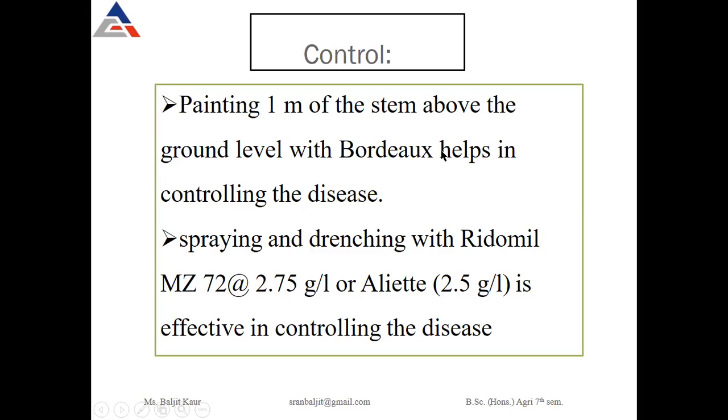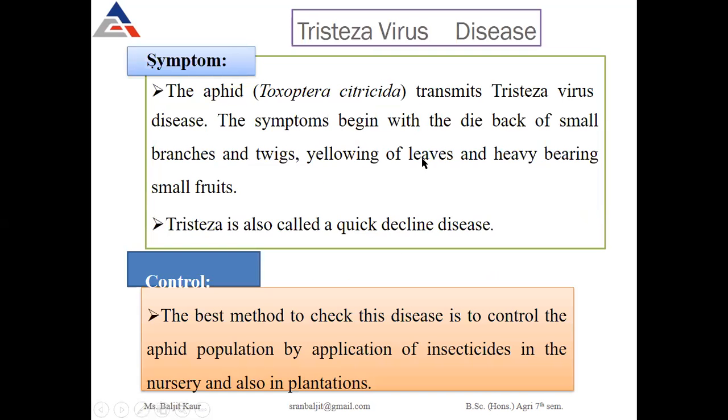How to control this foot rot gummosis? We can paint the stem above the ground level with Bordeaux mixture. It will help to control the disease, and we can spray and drench the plants with Ridomil or Aliette to control this disease. Next is Tristeza virus disease.